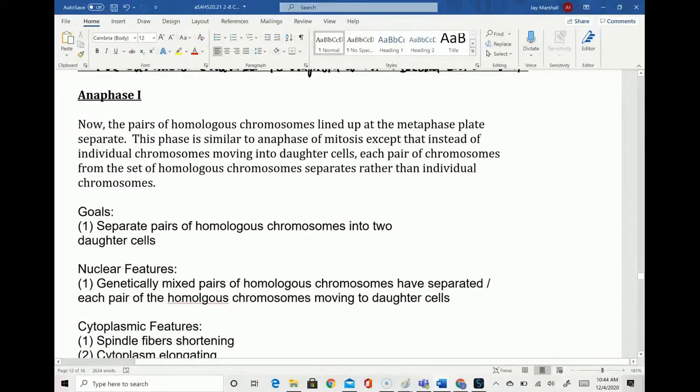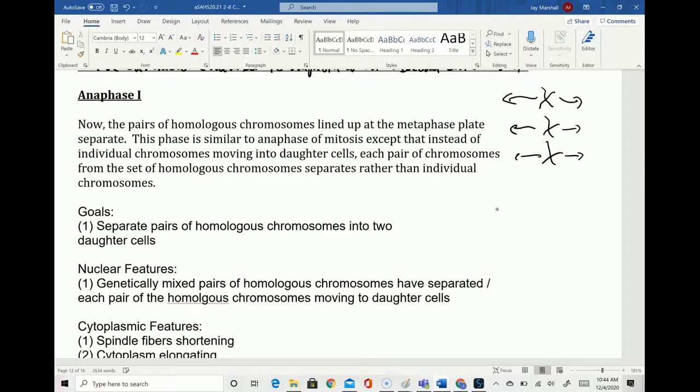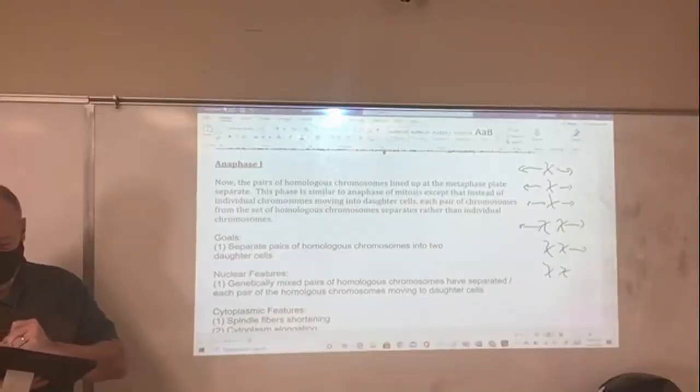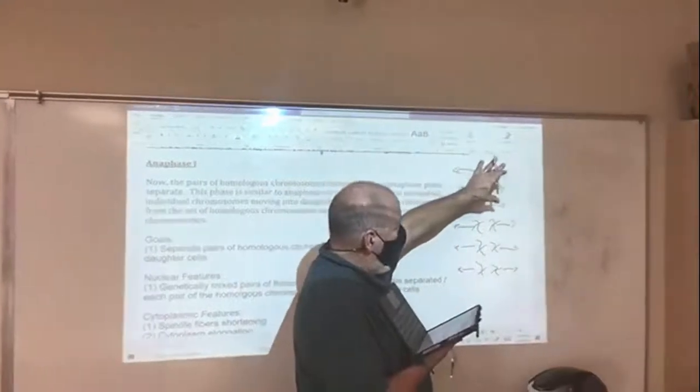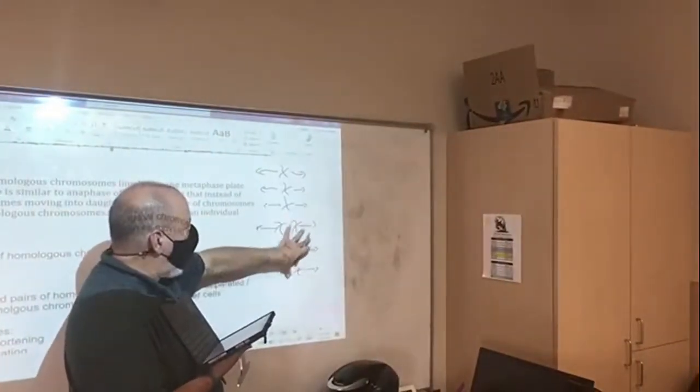Maybe a few drawings. Okay, now, the pairs of homologous chromosomes lined up at the metaphase plate separate. This phase is similar to anaphase of mitosis, except that instead of individual chromosomes moving into daughter cells, each pair does. In anaphase of mitosis, I just have chromosomes splitting up like this. But in anaphase of meiosis, I have homologous pairs splitting up, right? So if you keep that in mind, in mitosis, this is what happens at anaphase. In meiosis 1, this is what happens.